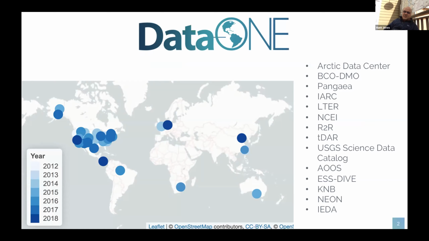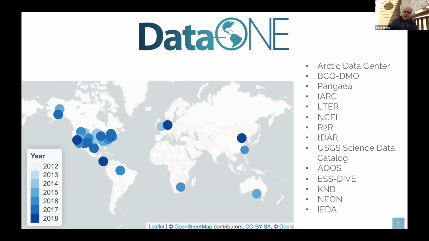I've listed on the right-hand side of this slide a bunch of the Arctic-related repositories that contain Arctic data, and we're constantly expanding that. So the Arctic Data Center is one of those. Pangea has a lot of Arctic content. IARC, the International Arctic Research Center. NCEI, the NOAA facility, has a lot of Arctic data. There's Arctic data out of the Department of Energy from ESS-DIVE. And just this morning, for example, we were talking to the ARM archive out of DOE about Arctic data and them becoming a member of DataONE.